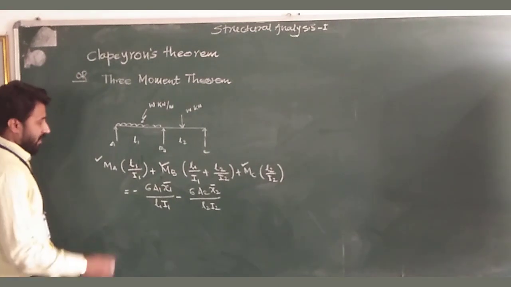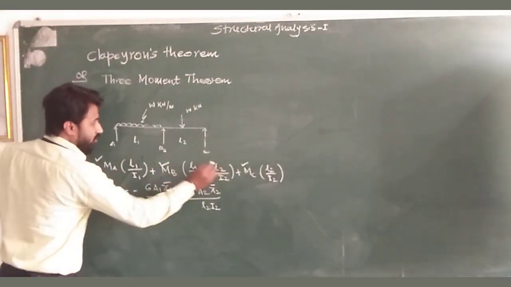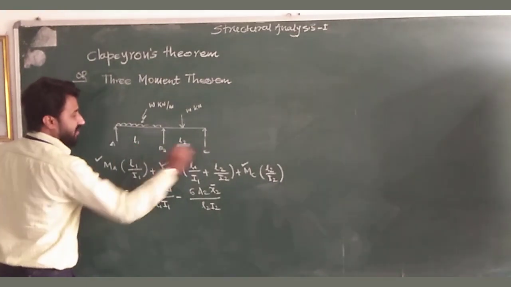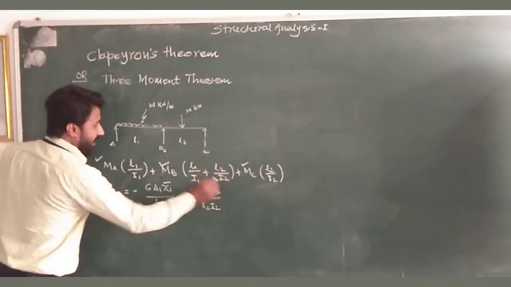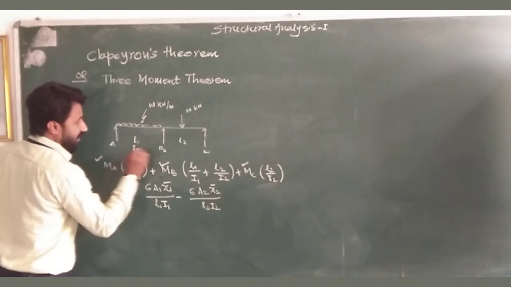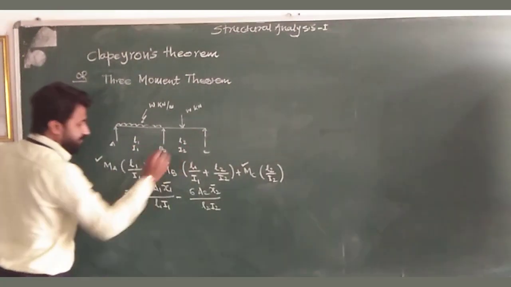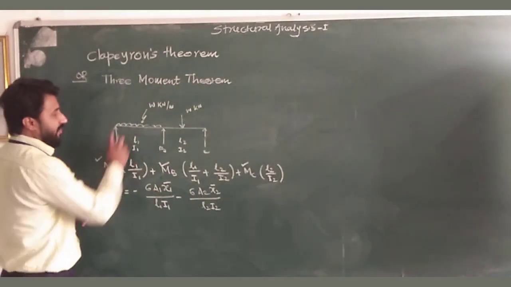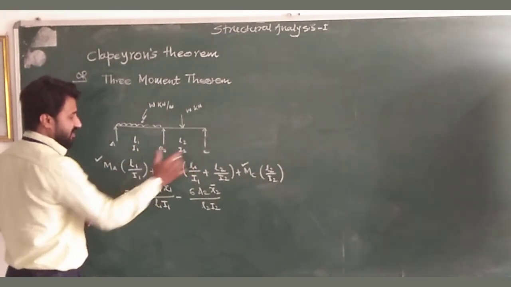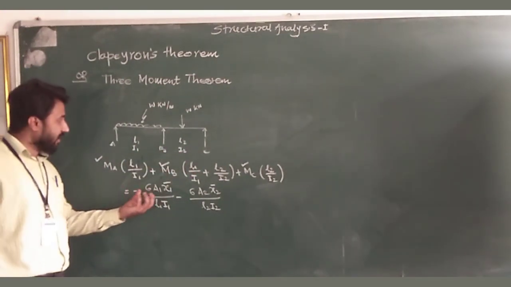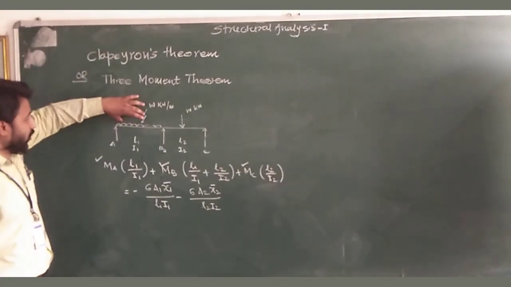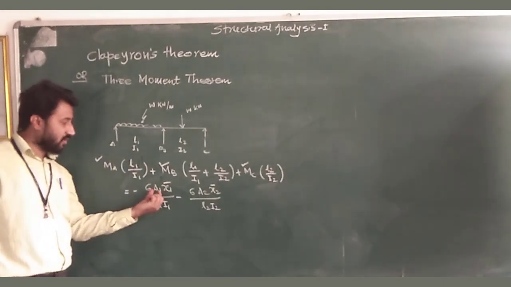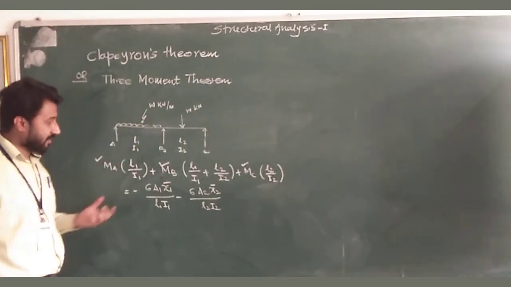C supports, where L1 and L2 are the lengths of the spans AB and BC respectively, where I1 and I2 are the moments of inertia of span AB and BC respectively, and A1 and A2 are the areas of the bending moment diagram of AB span and BC span. So how do we calculate this area? For the given loading, we have to draw the bending moment diagram, and looking into the bending moment diagram, we calculate the area of that particular diagram.